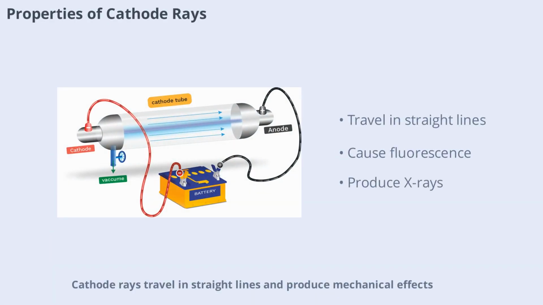Cathode rays travel in straight lines and produce mechanical effects, such as rotating a wheel placed in their path. They consist of electrons, which are negatively charged and travel at high speeds. Cathode rays can cause fluorescence, heat objects, and possess ionizing power, meaning they can ionize gases through which they pass. When cathode rays fall on heavy metals, X-rays are produced. These properties helped scientists understand the nature of electrons and their behavior.